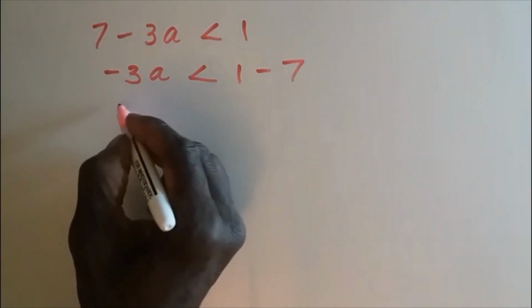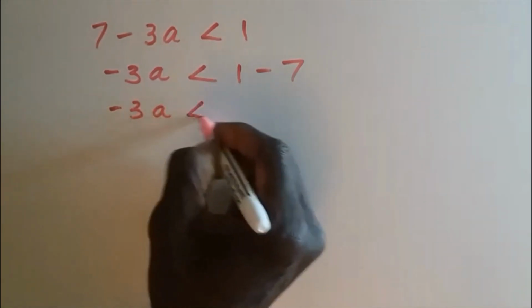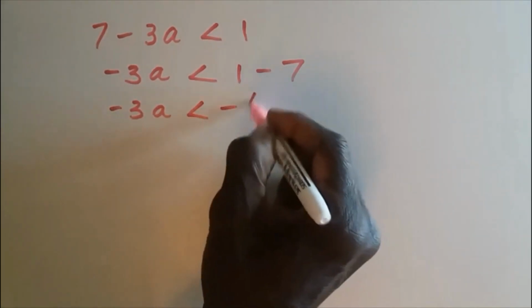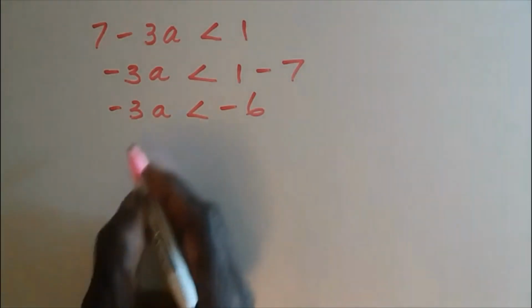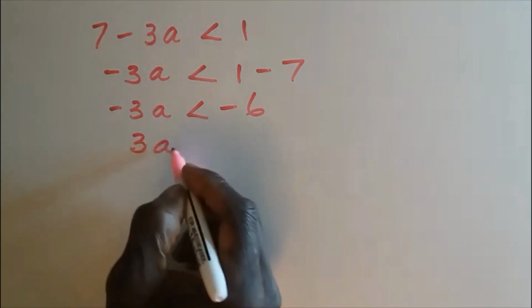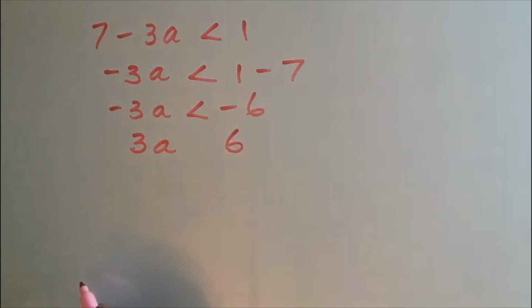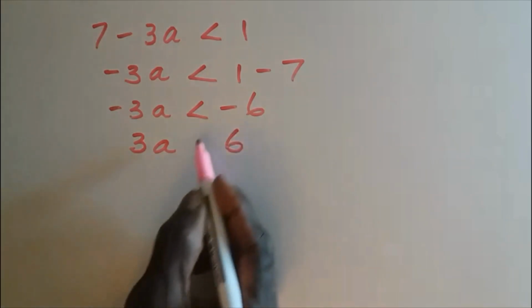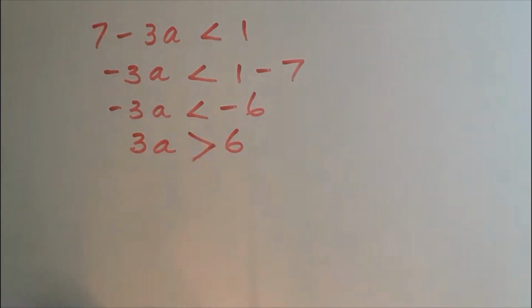And the result is minus 3a is less than negative 6. Now if we multiply both sides by negative 1, we'll have 3a on this side and 6 on this side. But now that we've multiplied by a negative number, we must reverse the symbol. So now we have greater than.